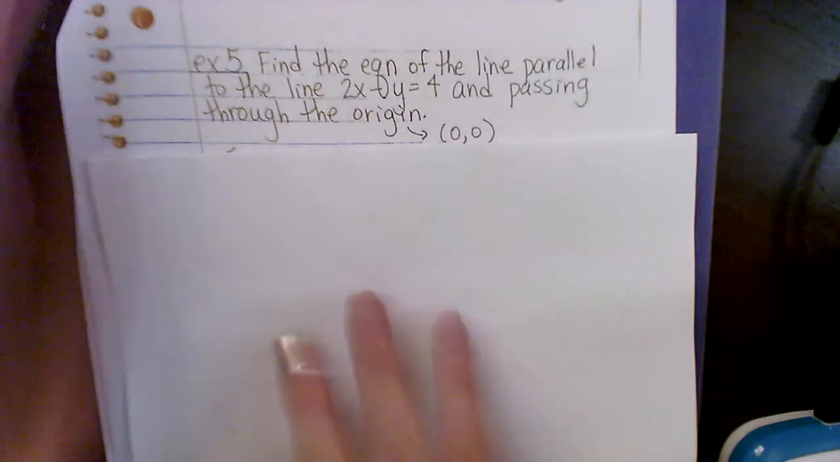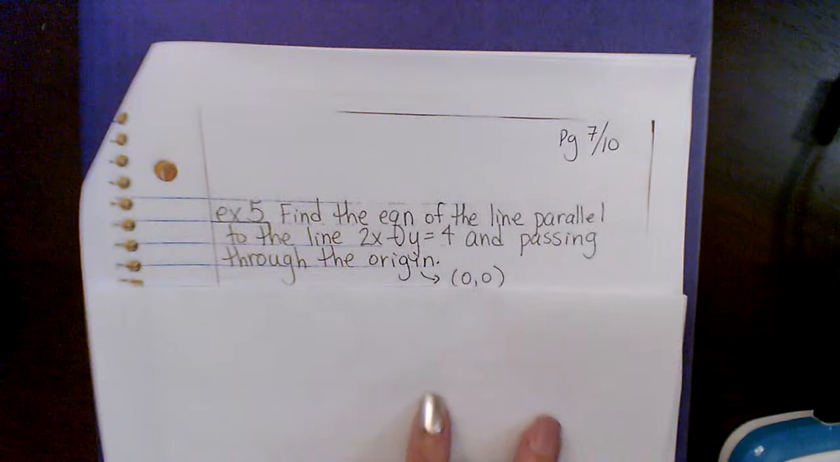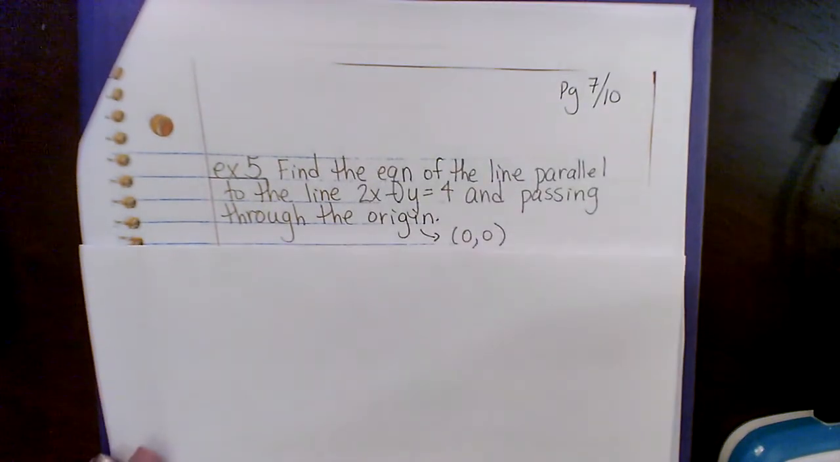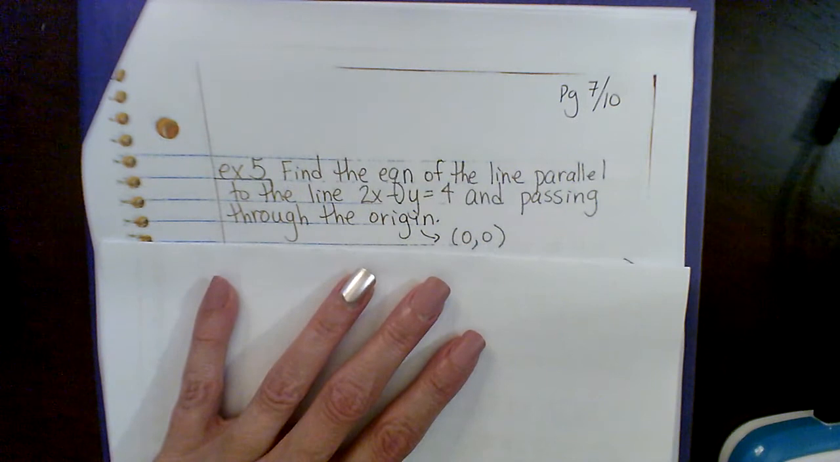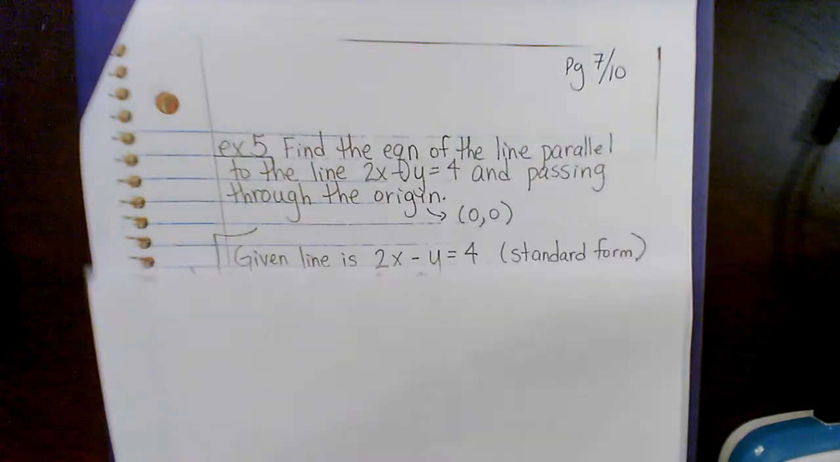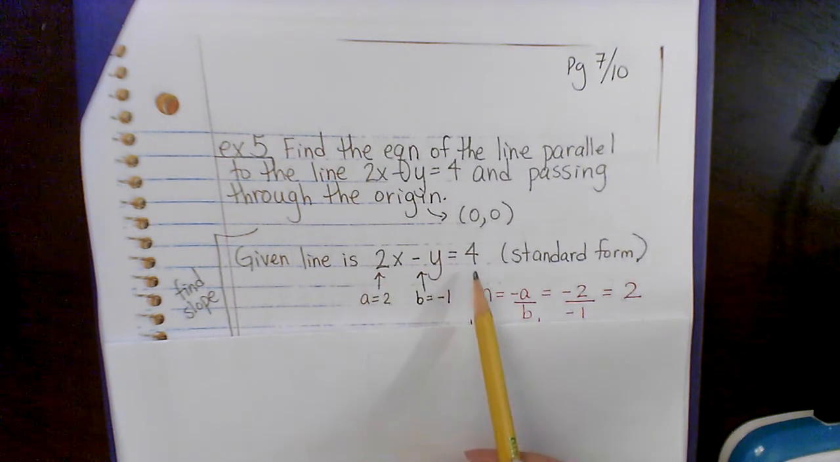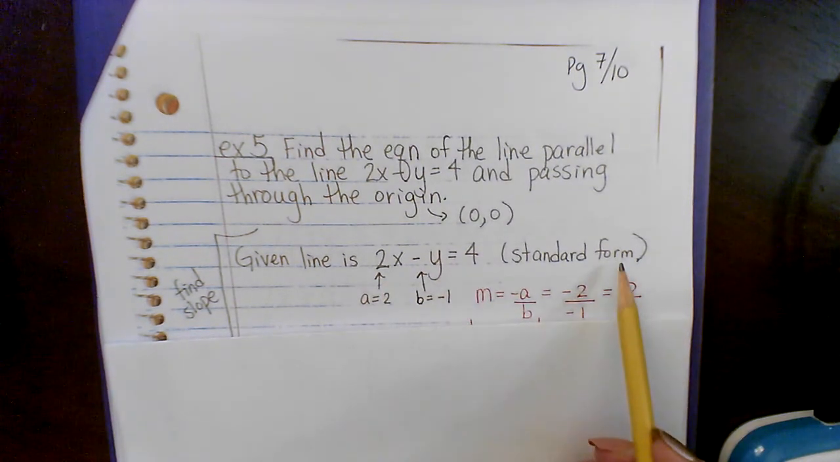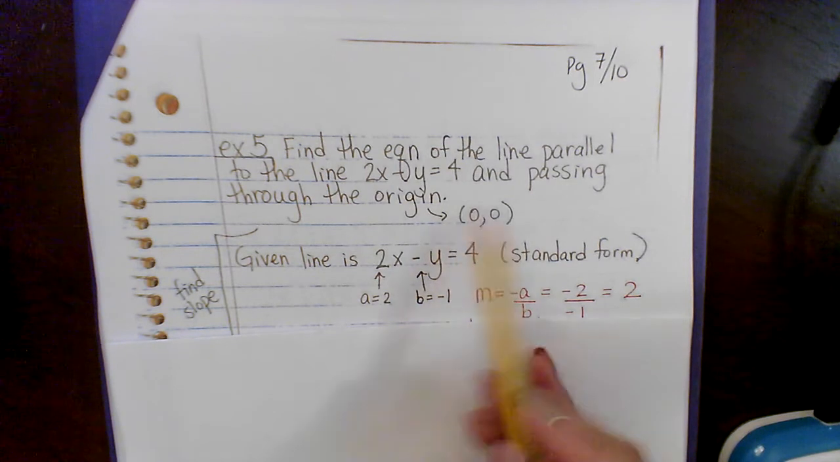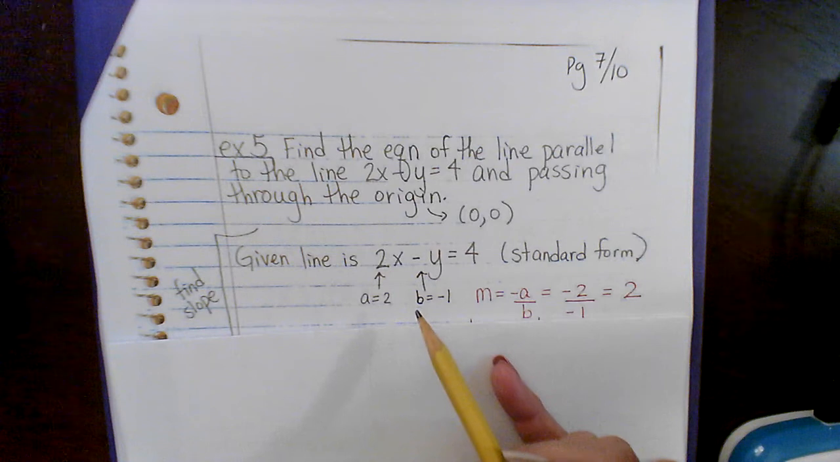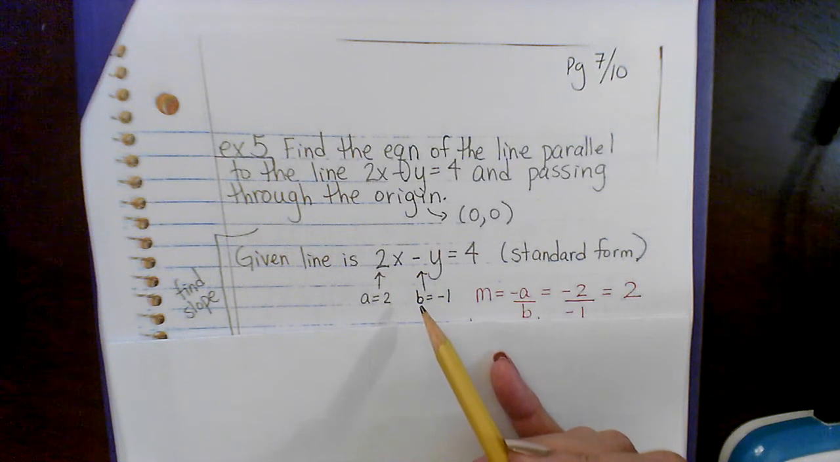Okay. Example 5. Find the equation of the line parallel to the line 2x minus y equals 4 and passing through the origin. Now the origin is just the name that we give the point 0, 0. Now, here's the thing. Our given line is given in standard form. We need its slope. We have a point for the line we're looking for, but we need the slope of that given line.